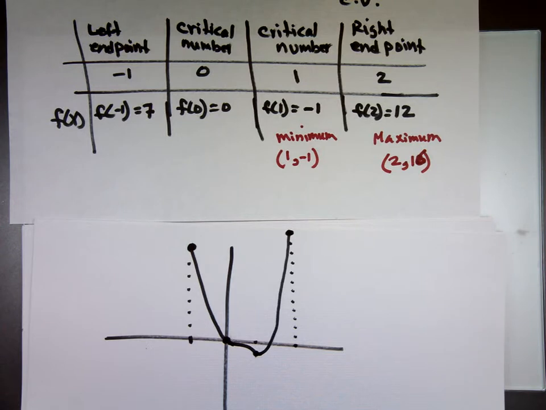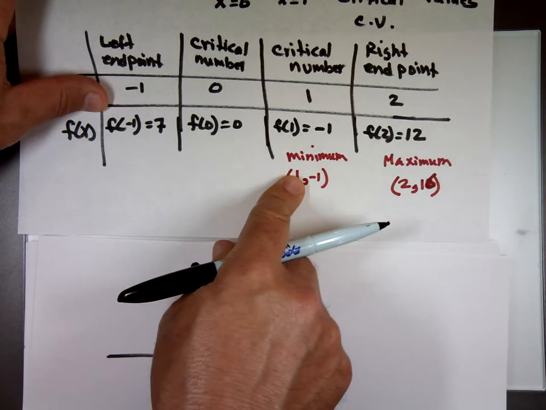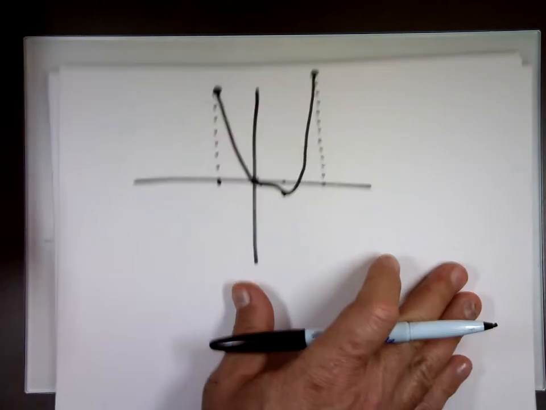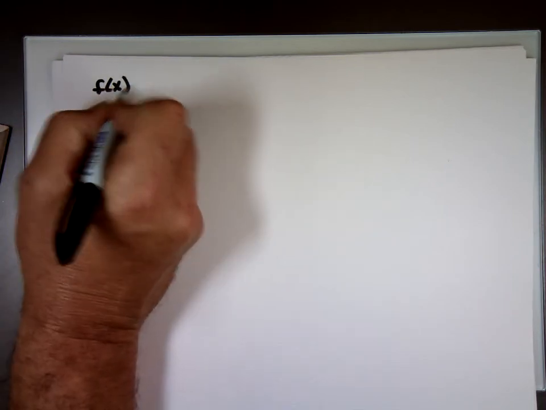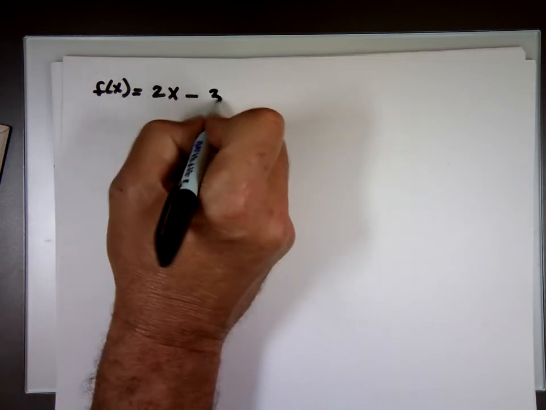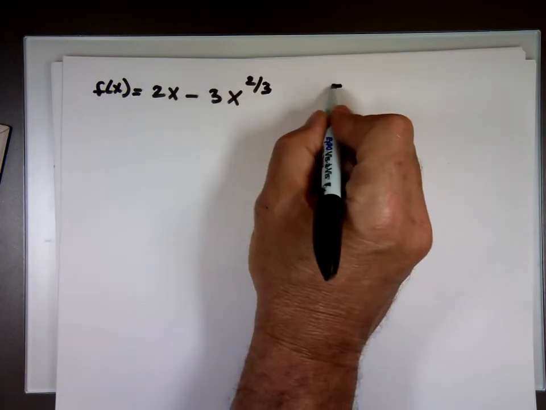Now, the extrema or the min-max points are where the derivative is 0 or at endpoints. Well, not really true. In the examples I gave you, yes. What about if I give you a problem like this one? F of x equals 2x minus 3x to the 2/3, on the interval minus 1 to 3.